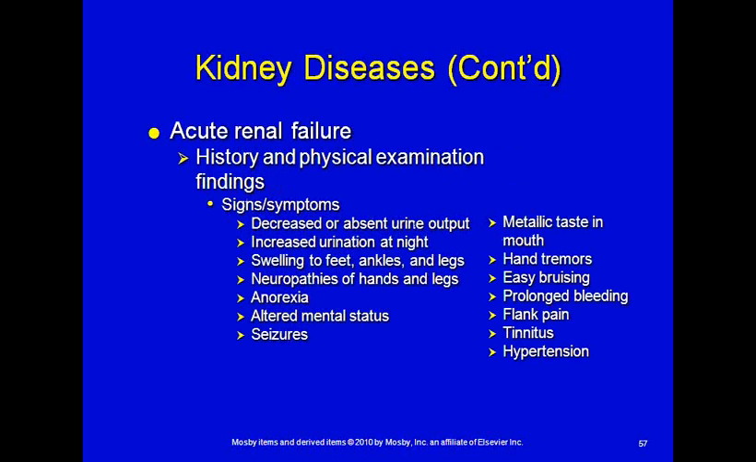Some other history and physical findings on exam for somebody in acute renal failure include decreased or absent urine output, and that would have to be something the patient told you, or something you observed if you're caring for a patient on a very long transport or in a hospital. Increased urination at night, swelling of the feet, ankles, and legs, neuropathies of the hands and legs, in other words, numbness, pain, tingling in the arms and legs, anorexia, altered mental status, seizures, metabolic taste in the mouth, hand tremors, bruising easily, prolonged bleeding, flank pain, ringing in the ears, and certainly high blood pressure.